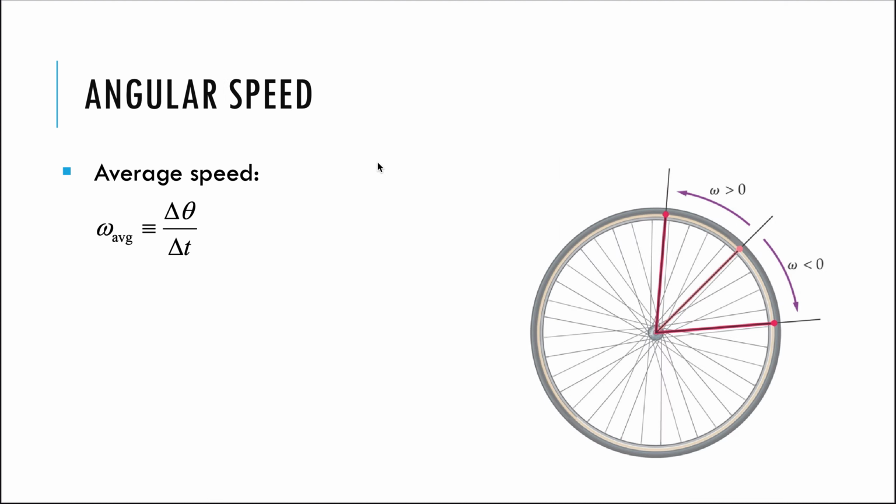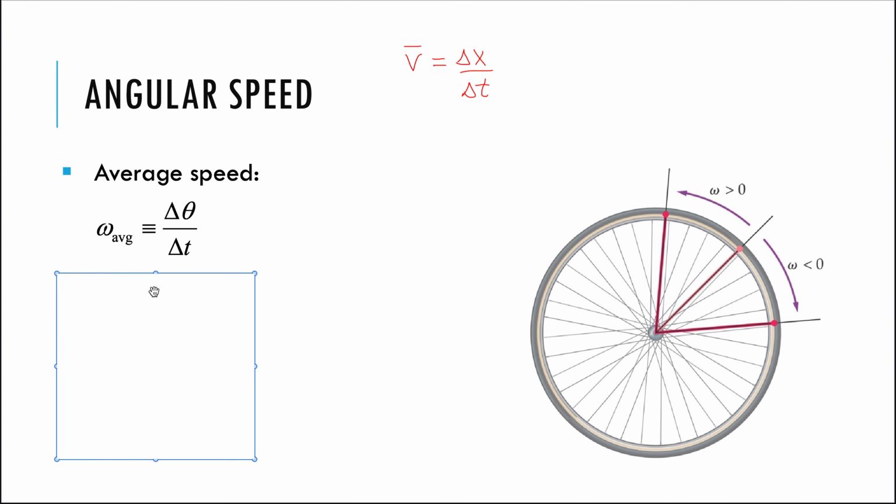Now let's talk about angular speed. Back in the linear quantity, if we look at the average speed, or average velocity, it was delta x over delta t. Well, now the average speed is going to be the angular displacement per time. How quickly we travel a certain angular displacement.